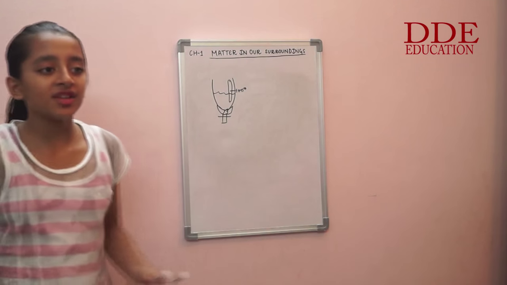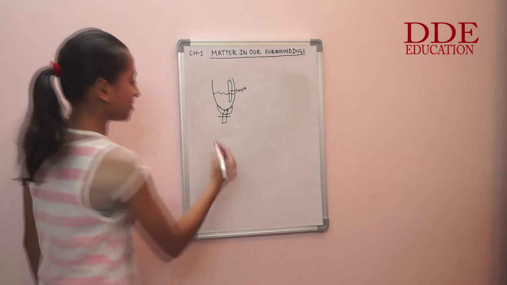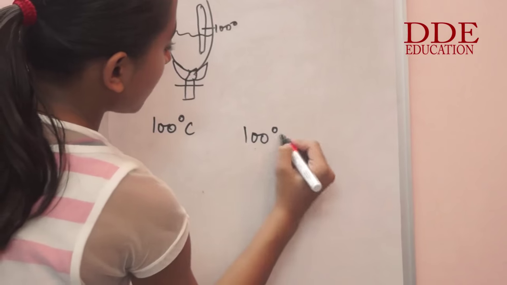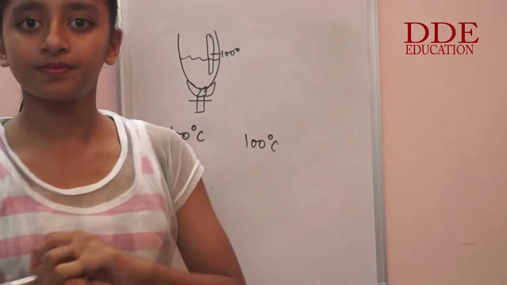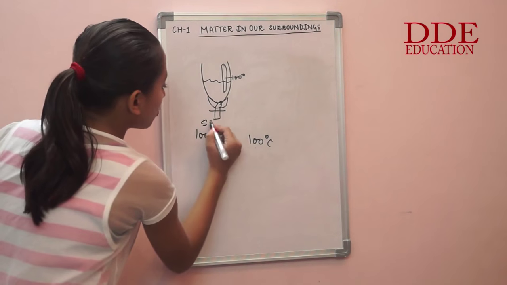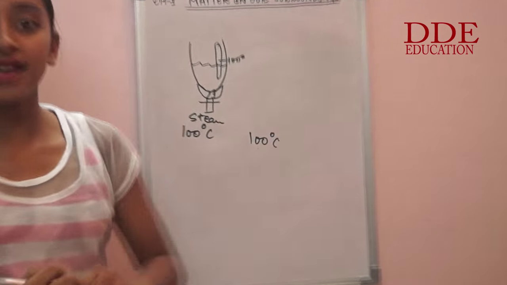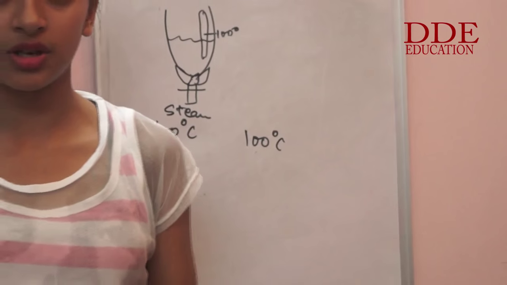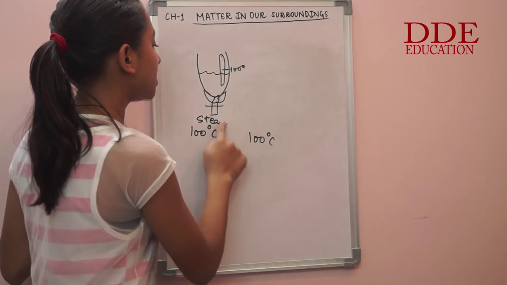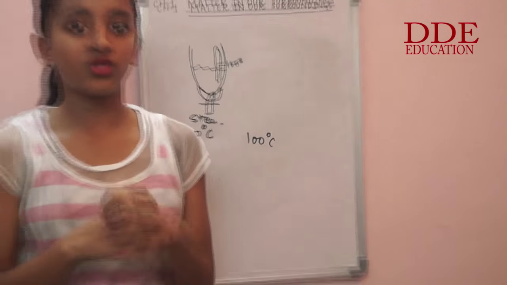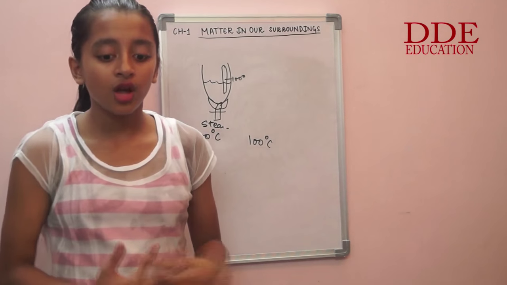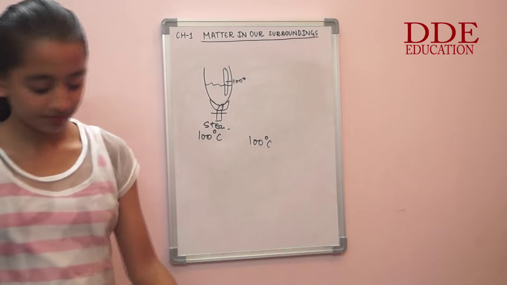Which means that if you have steam at 100 degrees Celsius and water at 100 degrees Celsius, which would be more hot? I think steam, because it has the latent heat of vaporization, but water still has to get the latent heat of vaporization to convert into steam. So steam would be more hot and cause severe burns on your hands. So be careful while dealing with water and steam.